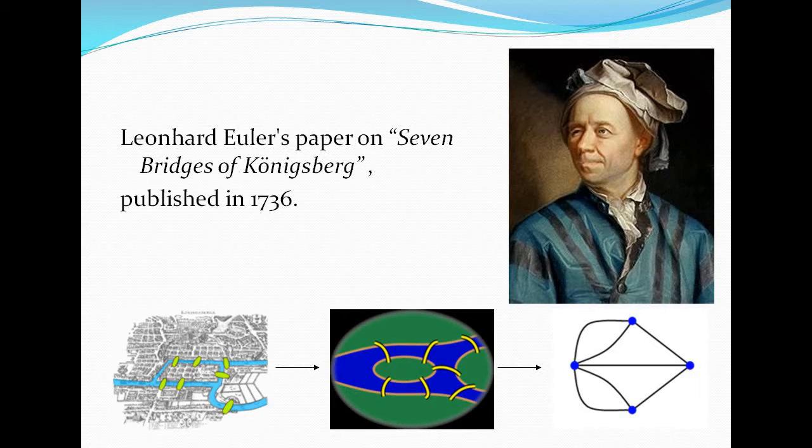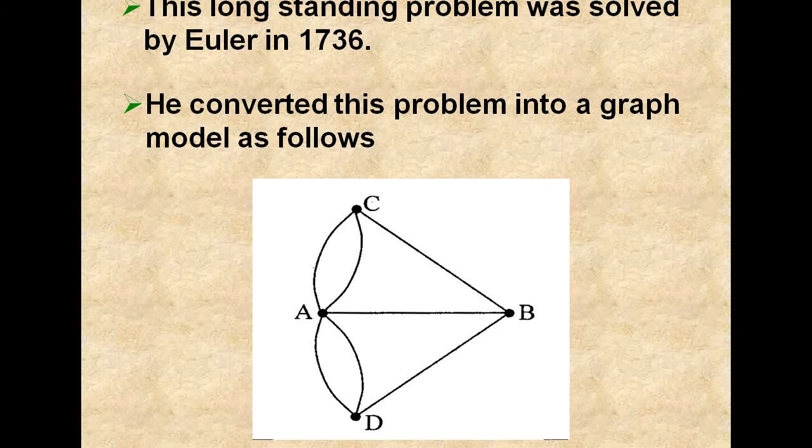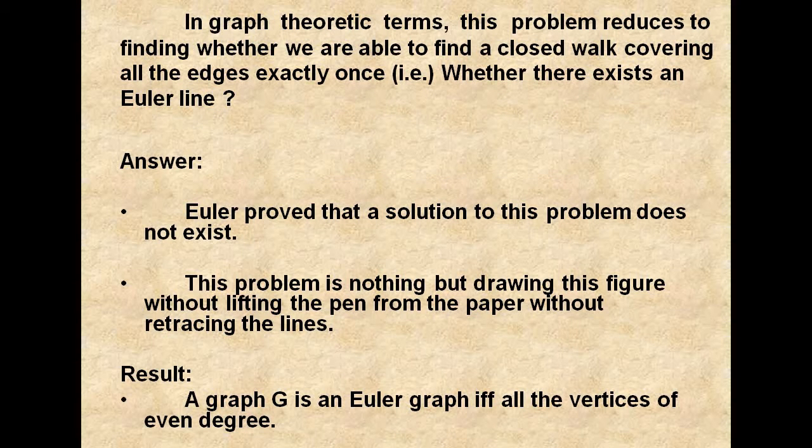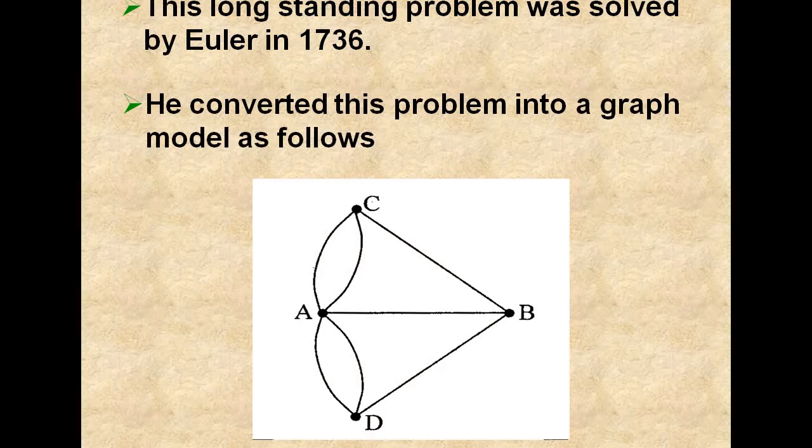Leonhard Euler published his paper on the 7 bridges of Königsberg in 1736. This long-standing problem was solved by Euler in 1736. He converted this problem into a graph model as follows, in which he represents the land areas A, B, C, D as vertices and the bridges by the edges between the land areas.